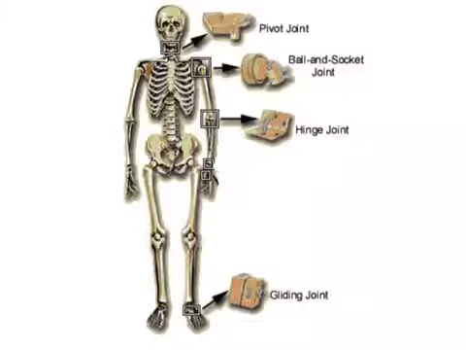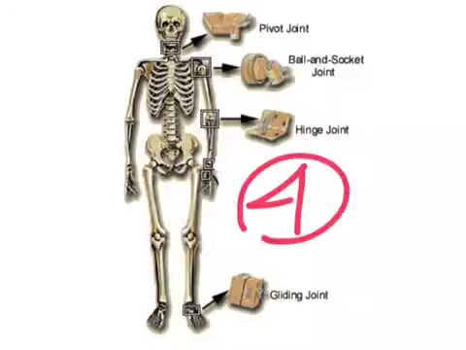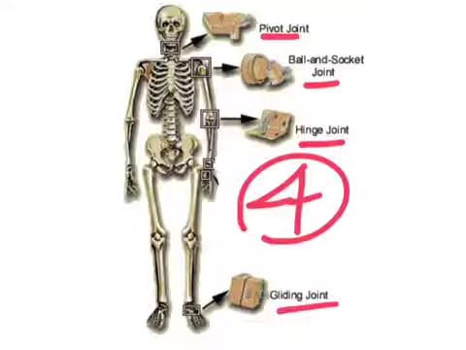All right, and now we're on to the joints. There are 4 types of joints, and they are pivot, ball and socket, hinge, and gliding. You can kind of see in the picture that accompanies the joints. Pivot joints means it moves back and forth. So you pivot your head, you just turn your head back and forth.